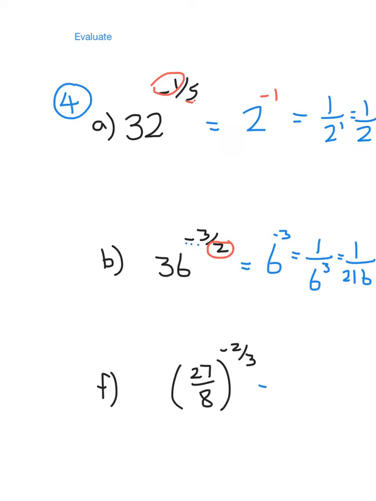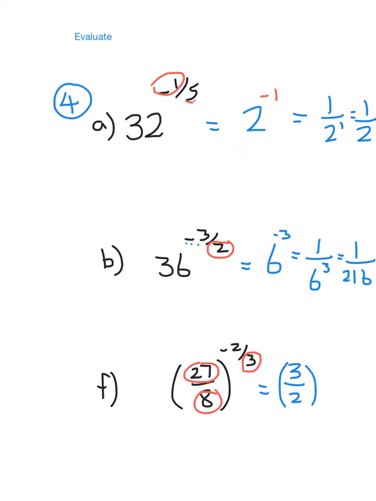And the last question, I've skipped a few here, but this is similar. Take care of the 3 first. The 3 means the cube root. So we can do it bit by bit. What's the cube root of 27? Well, we know that is 3. What's the cube root of 8? And we know that is 2.